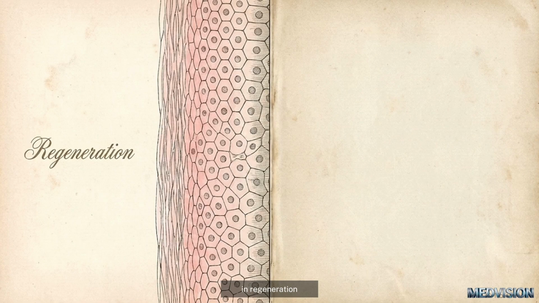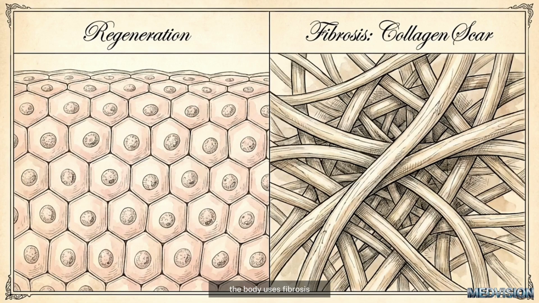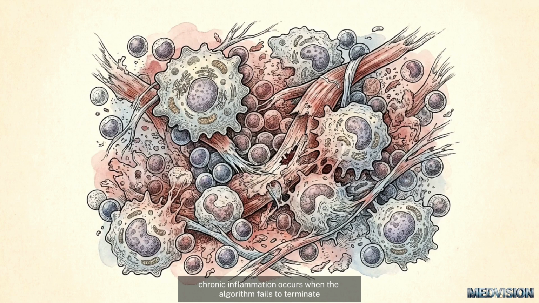In regeneration, lost cells are replaced with replicated, functional tissue. If the damage is extensive, the body uses fibrosis, replacing the area with dense collagen scar tissue. The success of the inflammatory response depends as much on this controlled shutdown and repair as it does on the initial attack. Chronic inflammation occurs when the algorithm fails to terminate.